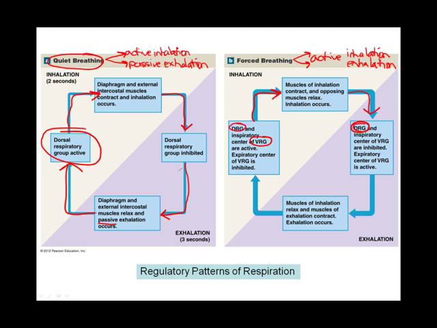Now, for exhalation, you would expect the DRG to be not active because it's just inspiratory, and the expiratory center of the VRG is active. What's that going to do? It's going to cause muscles of exhalation to contract. Internal intercostals, exhalation occurs. DRG, quiet breathing, forced breathing. VRG, just forced breathing.